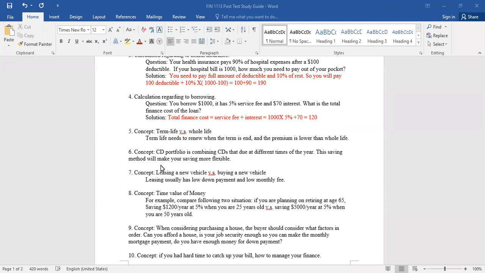But with the CD portfolio, what they did is you can combine CDs that come due at different times of the year. So some are due in 3 months, some in 6 months, some in a year. So every period of time, you will have some CD matured, and then you can have money without paying a penalty. So this saving method for the CD portfolio actually makes your saving more flexible and more liquid.